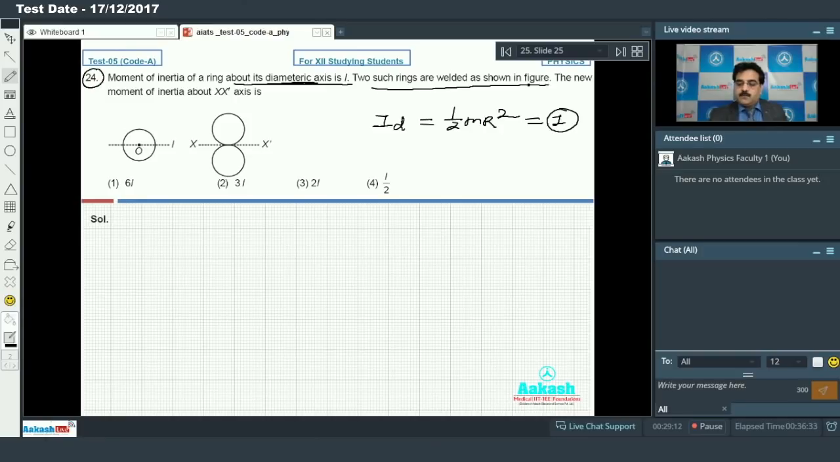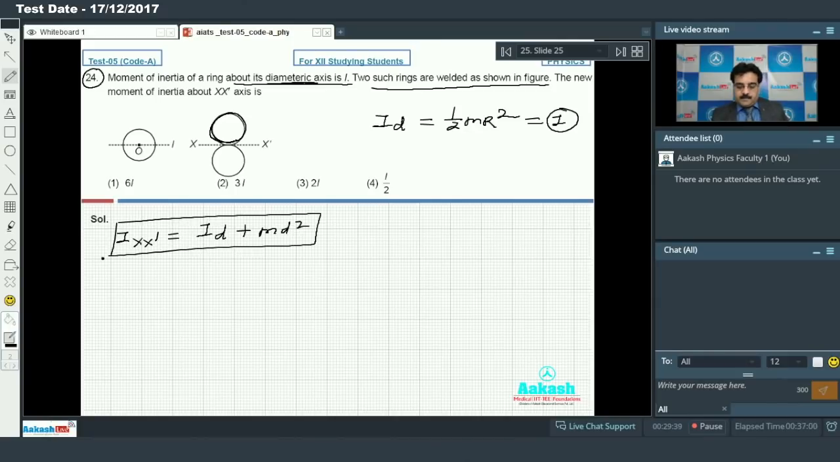Now two such rings are welded as shown in the figure. The new moment of inertia about xx dash is asked. We see that this axis is just like a tangent and parallel to the diameter. So we can take the moment of inertia about the diameter plus md square, because this is the formula of the parallel axis theorem. Placing the value, that is half mr square, and for the mass, I need to calculate the separation between the two axes, because this is along the diameter. The separation between these two is d, so d is equal to r, as I consider the radius of the given ring to be r. So this is mr square, and we'll get 3 by 2 mr square. But we have two such rings, and this is the moment of inertia only for one ring.